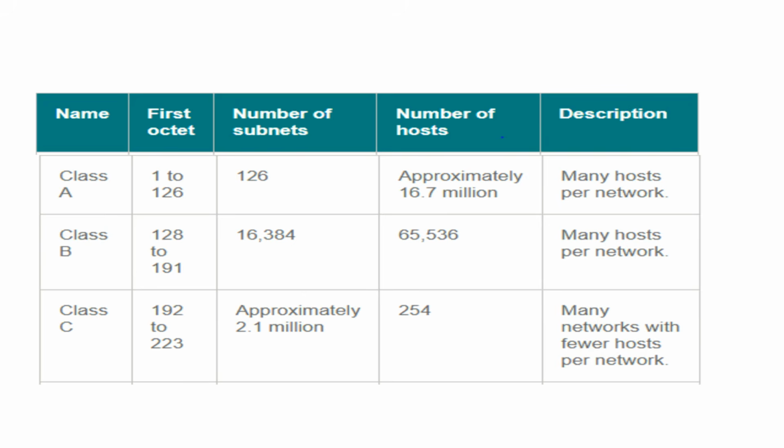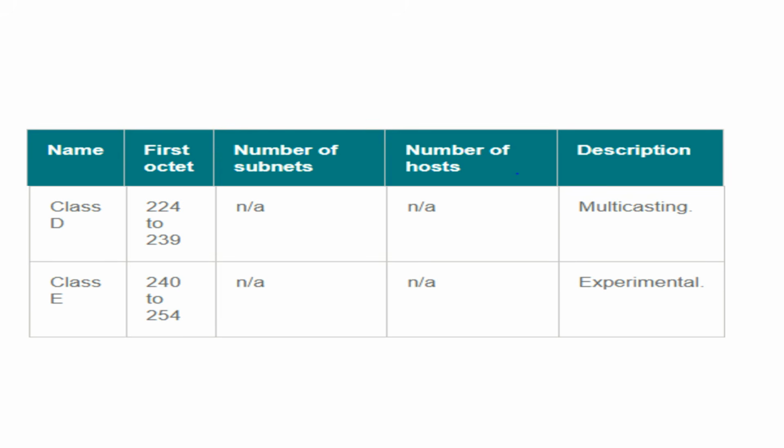This table summarizes the characteristics of Class A, B, and C IPv4 addresses. It shows the range of the first octet, number of subnets, and number of hosts for each class. Classes D and E are also part of IPv4. Class D is reserved for multicasting, and Class E is set aside for experimental use.